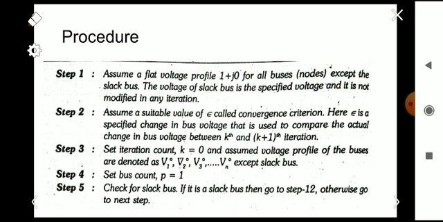Next, step 3: set the iteration count k equal to 0, and the assumed voltage profile of the buses is denoted as V10, V20, V30, like that. Step 4: set bus count p equal to 1. First we have to find the first bus. Step 5: check for slack bus. If it is a slack bus, then go to step 12, because we know that for a slack bus its voltage will not change. So if it is a slack bus, we go to step 12.